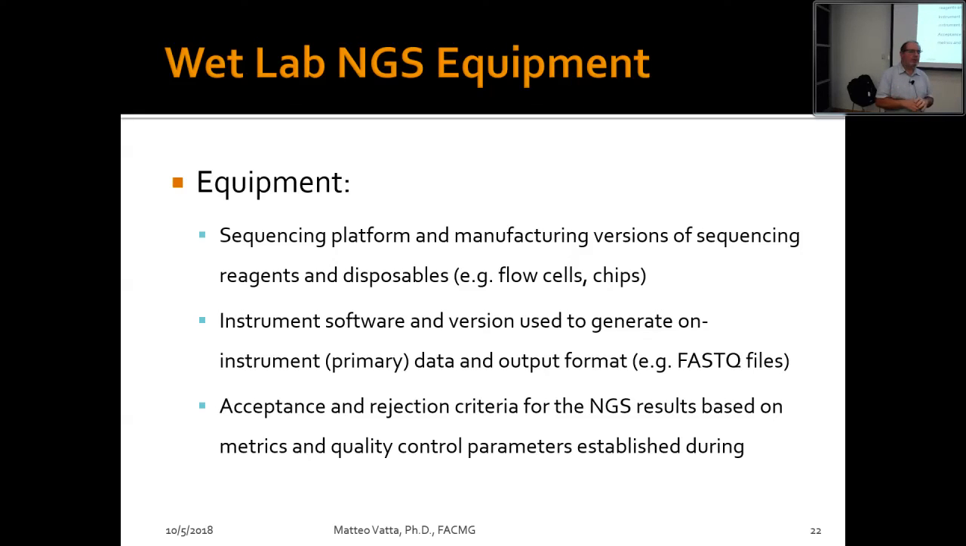For equipment, the sequencing platform, all the manufacturing versions of sequencing, all the software that are used in order to operate must be recorded in the standard operating procedures, including flow cells, including chips, including everything. The software has to be sometimes updated, and so the update process must prove that the new version of the software is working at least at the same level of the previous acceptable one before moving to the new one.